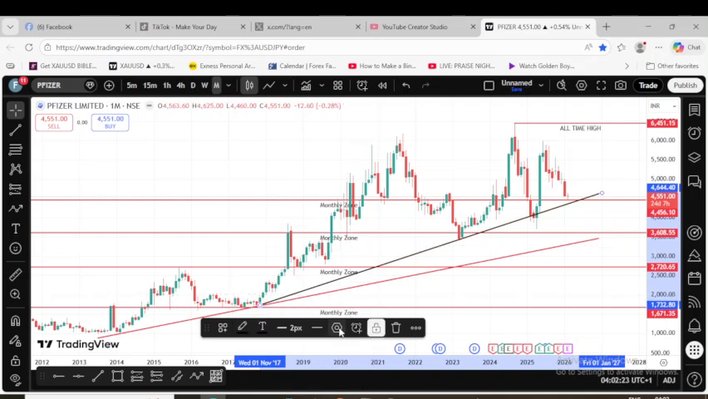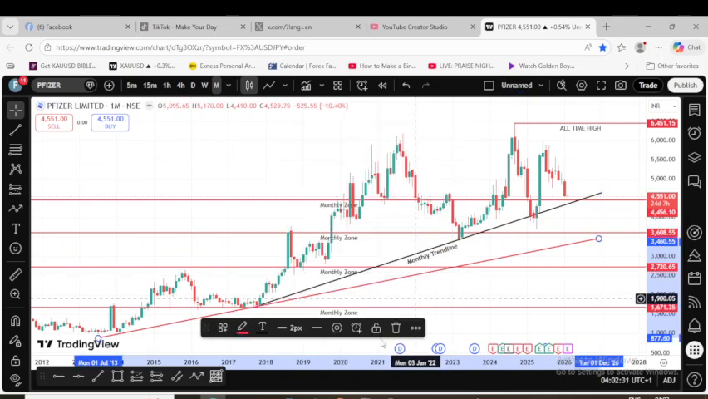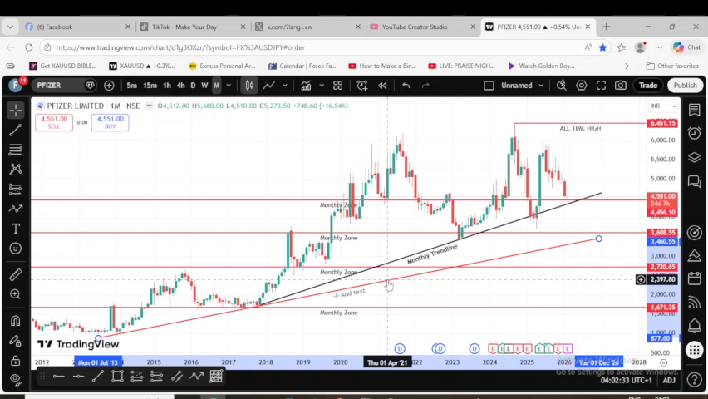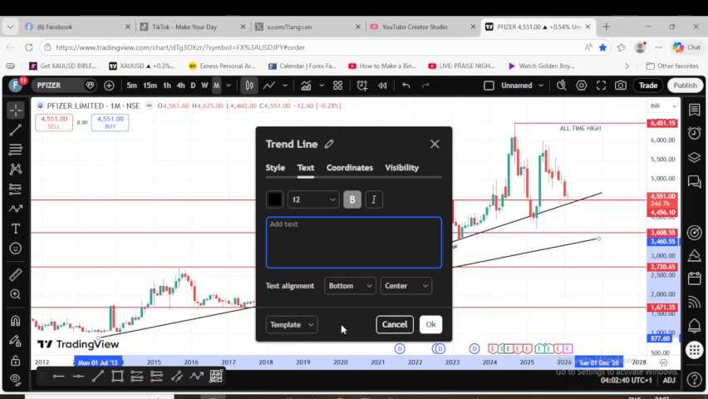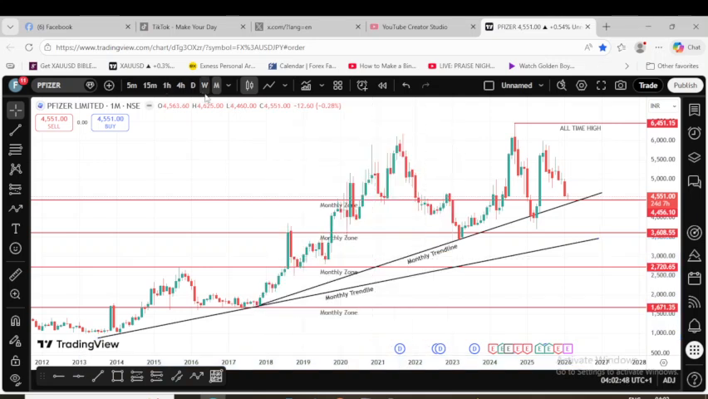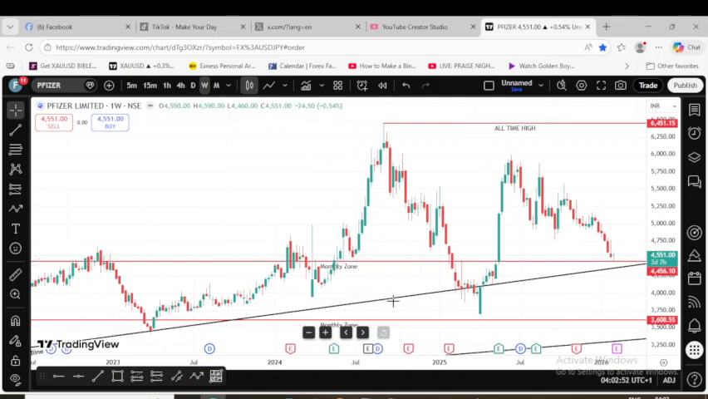Let's make this black. This will be our monthly trend line. Similarly, this will also be made black, and this will also be our monthly trend line. Okay, so now let's go down to the 1 week time frame and do the same thing all over again.